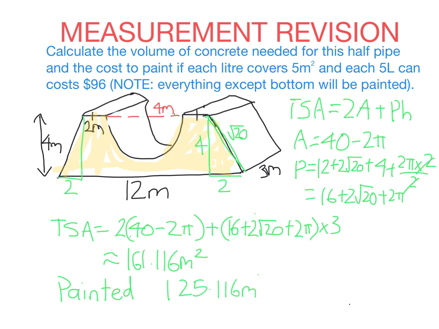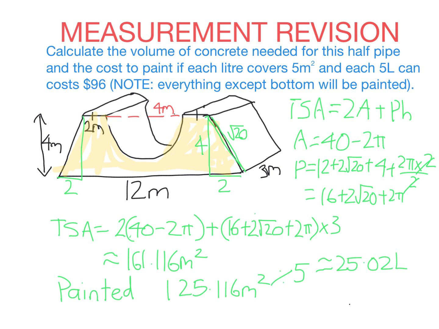161.116 minus 36. It's 125.116 meters squared. So since each litre covers 5 meters squared, you divide that by 5, you end up getting about 25.02 litres required.